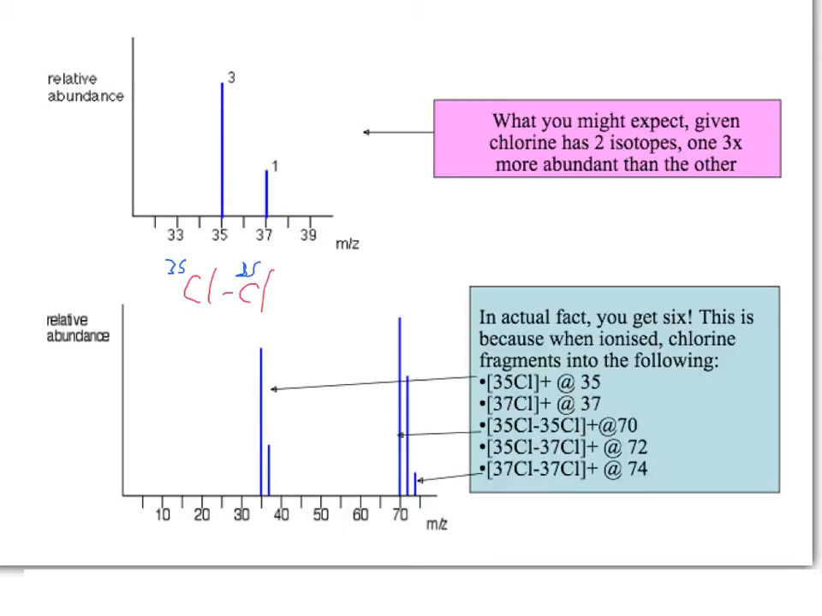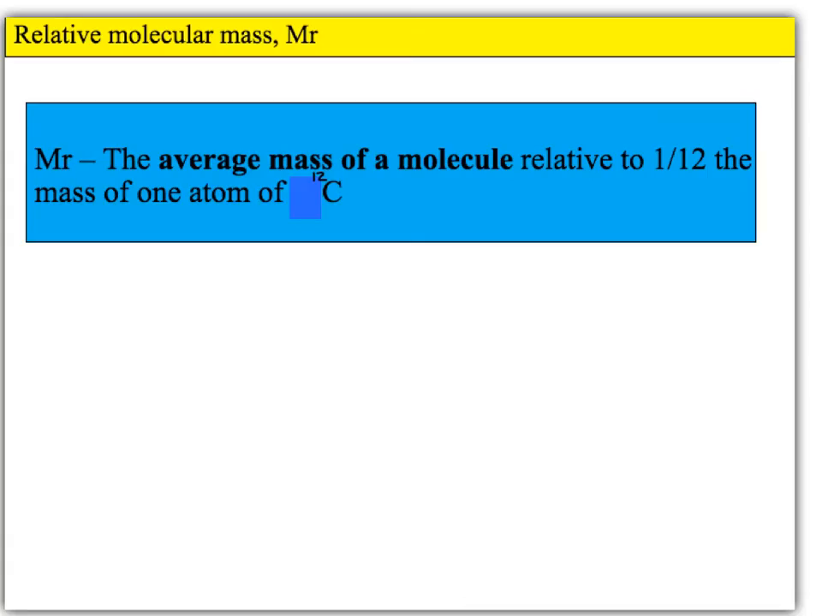Whereas the heavier one here, both are going to be the heavy version, 37. The one in the middle, this peak here, we're going to have one chlorine which is going to be chlorine 35, and it's going to be attached to another chlorine, which will be chlorine 37. So a couple more definitions for you.